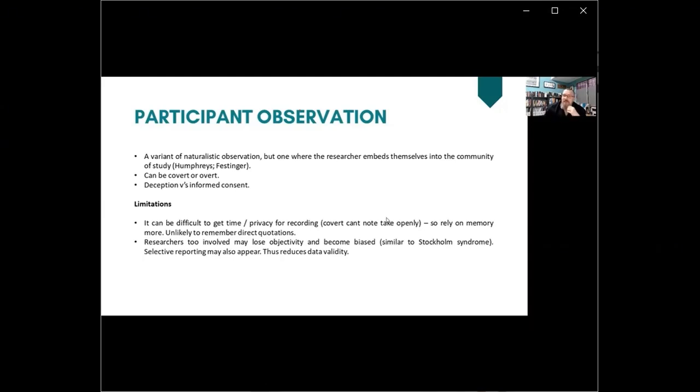It may also mean that selective reporting may appear. We may choose to ignore a couple of things because we decided, you know what, I like that person a bit too much. I don't want to put their thoughts into my research, even though they're valid, but because of your personal relationships and personal understandings of the individuals, it may change. So this ultimately reduces data validity for us.